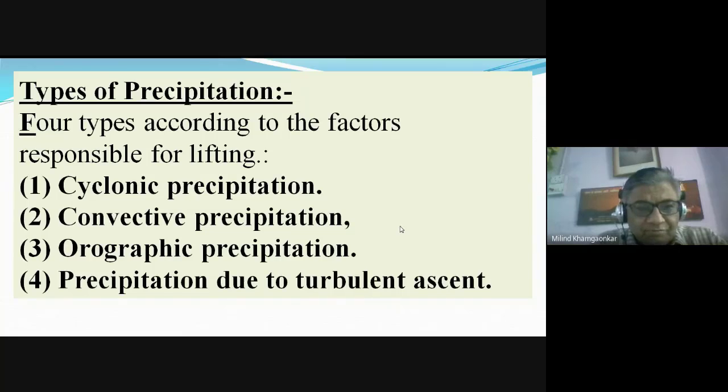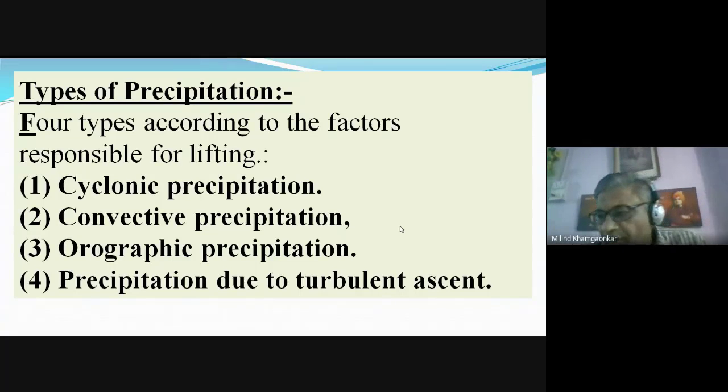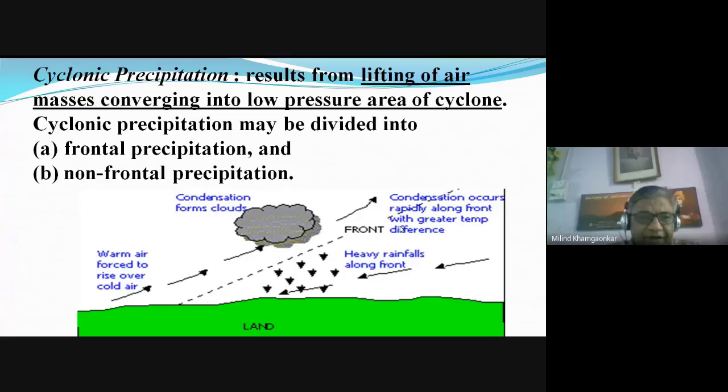We generally correlate precipitation to rainfall. So the rainfall that reaches the earth by various processes, those various processes or phenomena are called the types of precipitation. They are the cyclonic, convective, orographic, and the precipitation due to turbulent ascent.